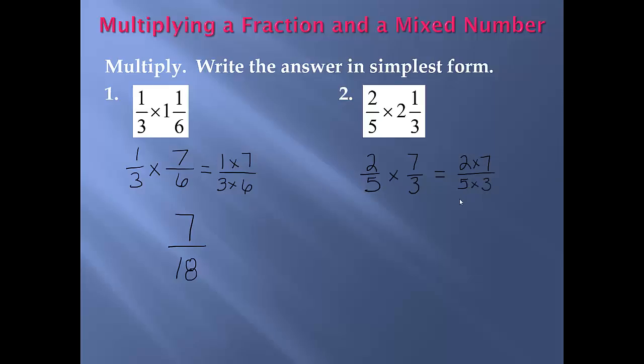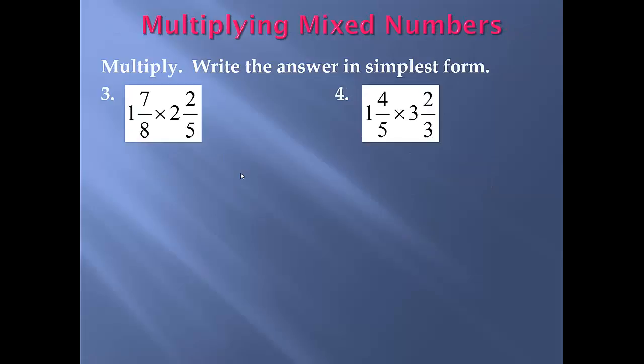Once again, in this problem, we do not have anything that we can simplify early, so we're going to go ahead and just multiply across. 2 times 7 is 14, and 5 times 3 is 15. So our answer is 14/15.